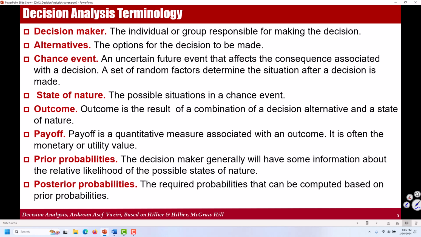State of nature. So in the example that I discussed, we have sell alternative and drill alternative. For sell alternative, the state of nature is 100% known. With 100% probability, we will get $90,000. But if we drill, there are 2 states of nature which are out of our control.